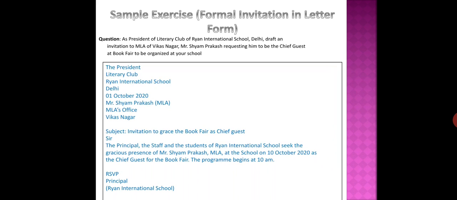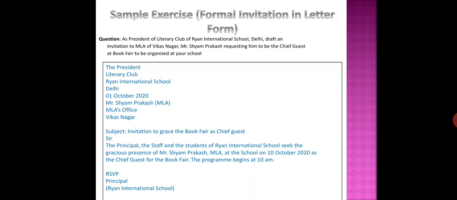The president, Literary Club, Ryan International School, Delhi, that is the sender's address, the date. Remember that the word date is not to be used, only the date is to be mentioned, and this is the appropriate format to write the date. 1. Complete name of the month, October, and complete year, 2020. Now, the receiver of the address is Mr. Shyam Prakash. We mention his designation in the bracket, MLA. Then MLA's office, Vikas Nagar.